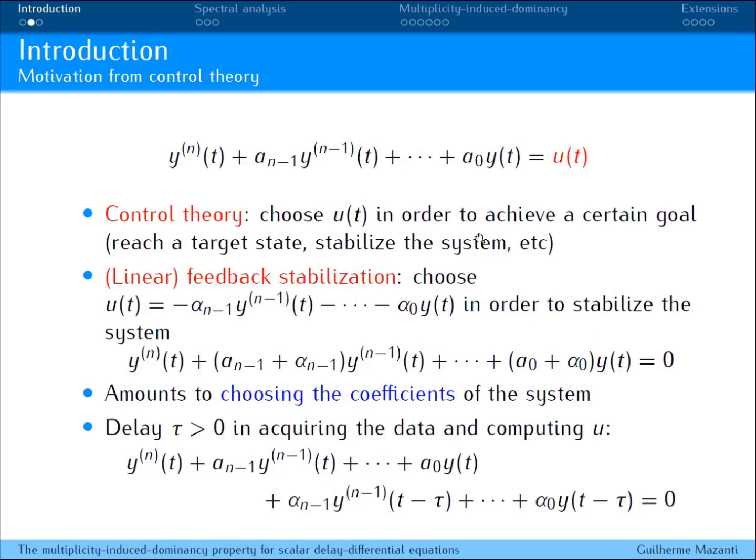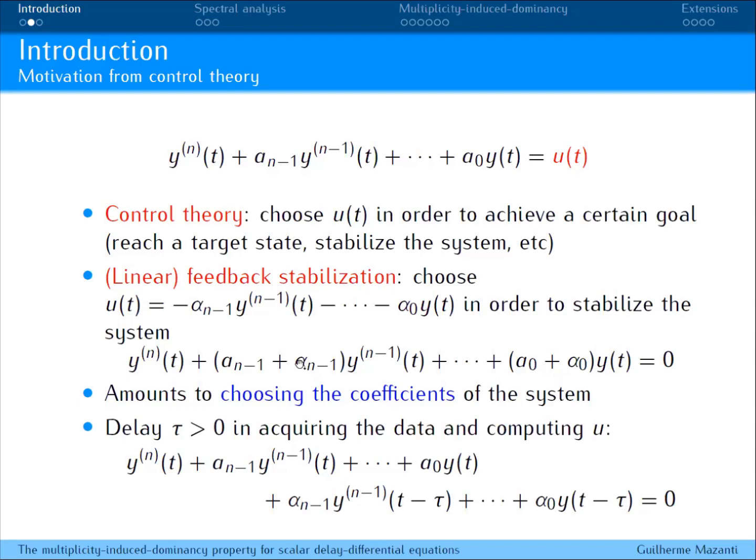And so we get that with this choice of u, the solution y will behave as the solution of this system here. And you see that this amounts essentially to choosing the coefficients of the system, because in this way I can modify A0, A1 until AN minus 1 by choosing appropriately my alpha 0, alpha 1, and so on.